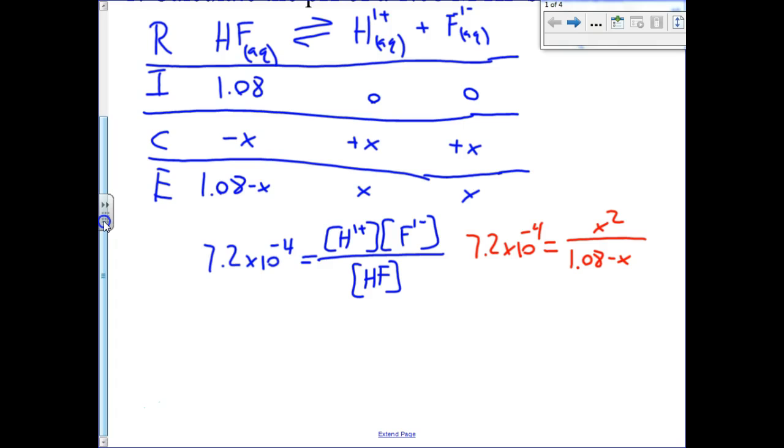Here's what you can do. You can get rid of the x in the denominator. If we get rid of the x in the denominator and now solve for x, it's much easier. What we have is this gets multiplied over here. Then we just take the square root, and we've got x. So why don't we do that? Somebody do that really quickly. Move the 1.8 over, multiply it by 7.2 times 10 to the negative fourth, and then take the square root of that. Let me know what you get for x.